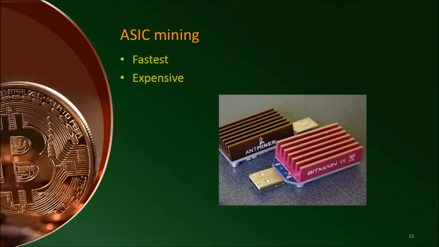ASIC mining is the fastest one, and it's expensive. You can see the USB device with the chips. It's the chip that mines the cryptocurrency.